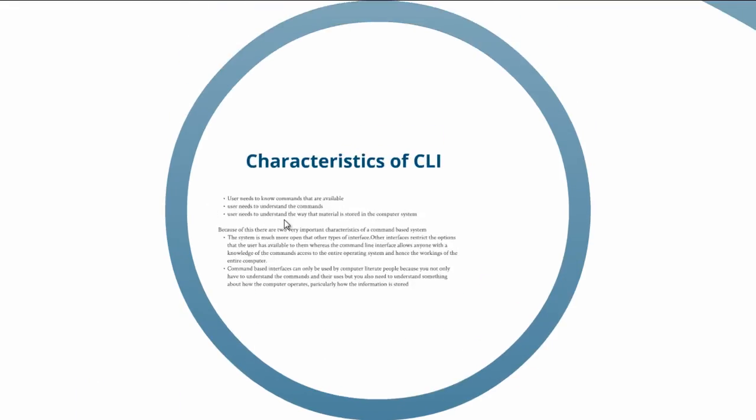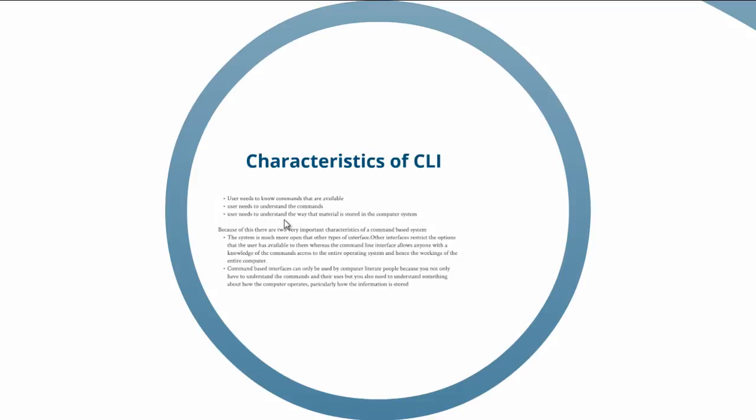This is the type of answer you would get for characteristics of command line interface. The user needs to know the commands that are available. The user needs to understand the commands. The user needs to understand the way the material is stored in the computer system. Because of this, there are two very important characteristics of a command-based system.